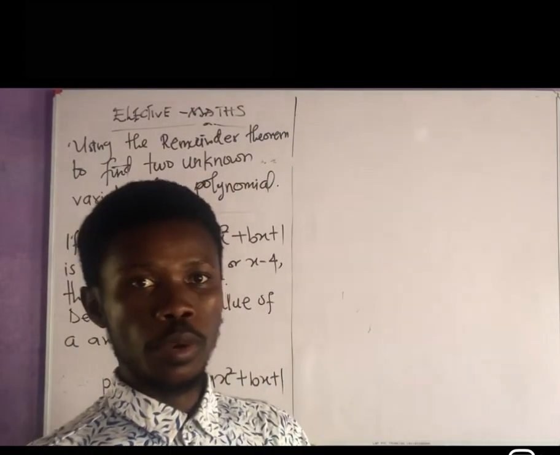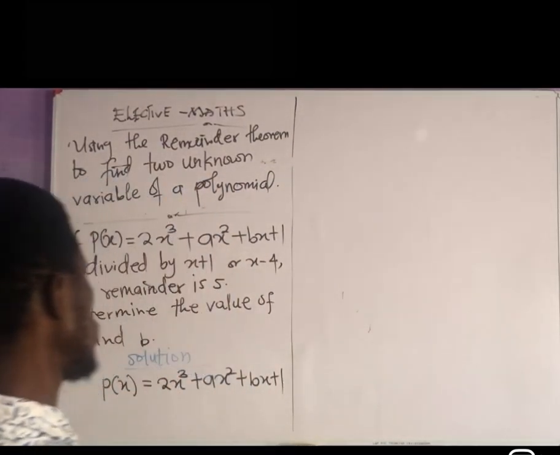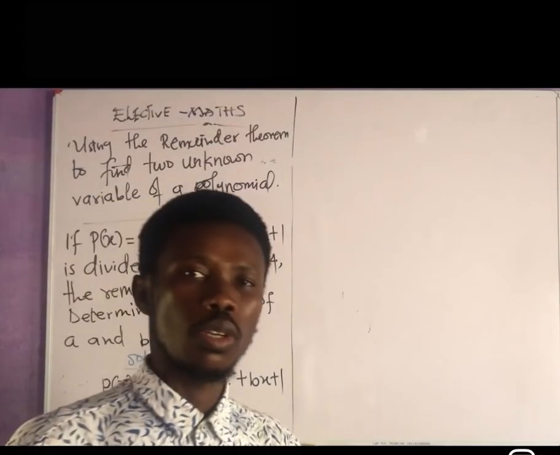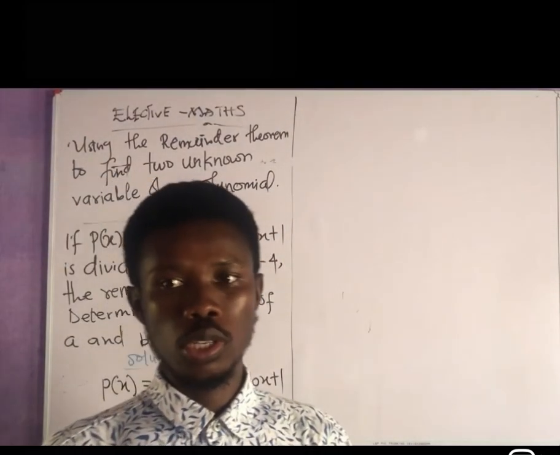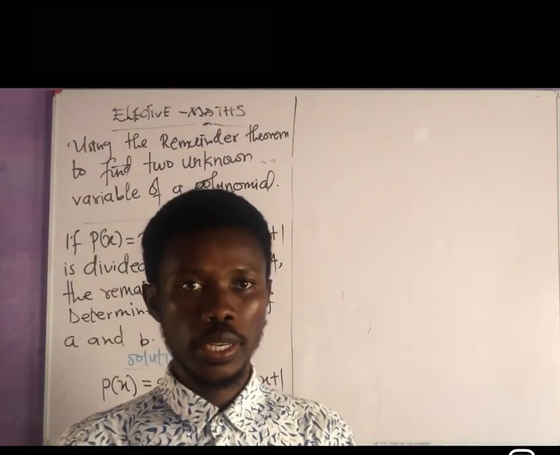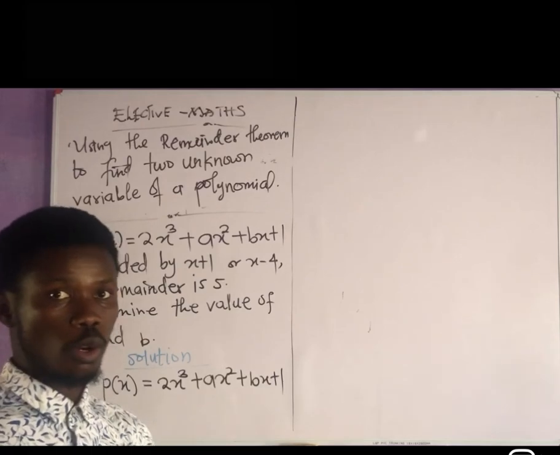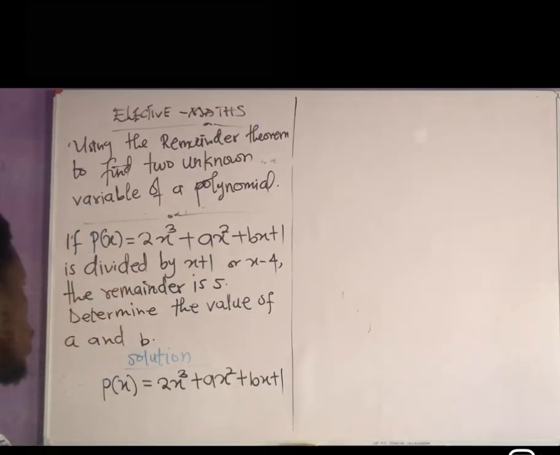Last time we met, we looked at how to use the remainder theorem to find one unknown variable. Today we are going to concentrate on how to use the remainder theorem to find two unknown variables of a polynomial. So now let's look at this example.